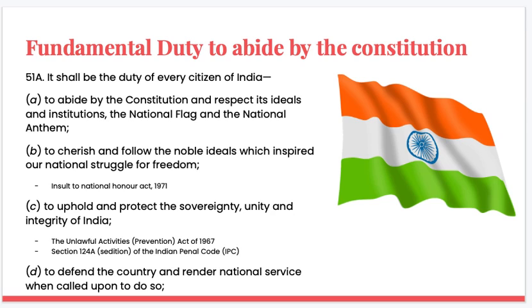To cherish and follow noble ideals which inspired our national struggle for freedom has been a part through which the Parliament has legislated under the Prevention of Insults to National Honour Act of 1971, which says that you can be punished or penalized for not respecting your national flag, for not respecting the national anthem, for not standing up for the national anthem in certain places, in public places. So these kinds of things have been provided for by making legislation for them, and that's how these fundamental duties can be enacted in Parliament.